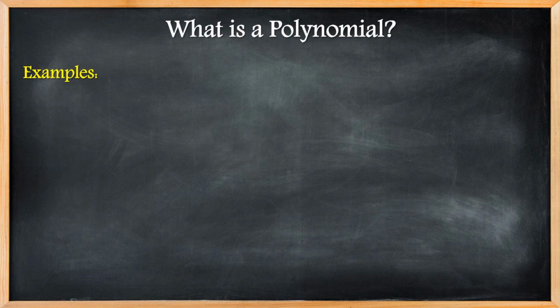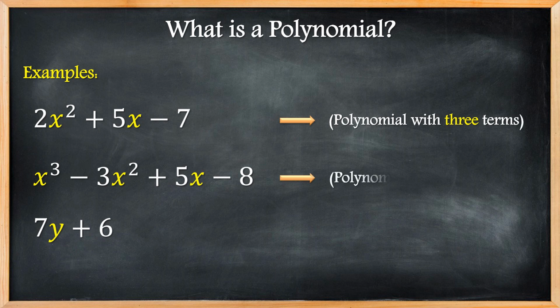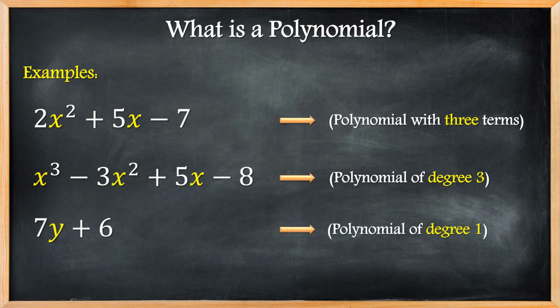Here are some examples of polynomials. 2x squared plus 5x minus 7 is a polynomial with 3 terms. x cubed minus 3x squared plus 5x minus 8 is a polynomial of degree 3. 7y plus 6 is a polynomial of degree 1. These are all valid polynomials because they follow the rules we just discussed.